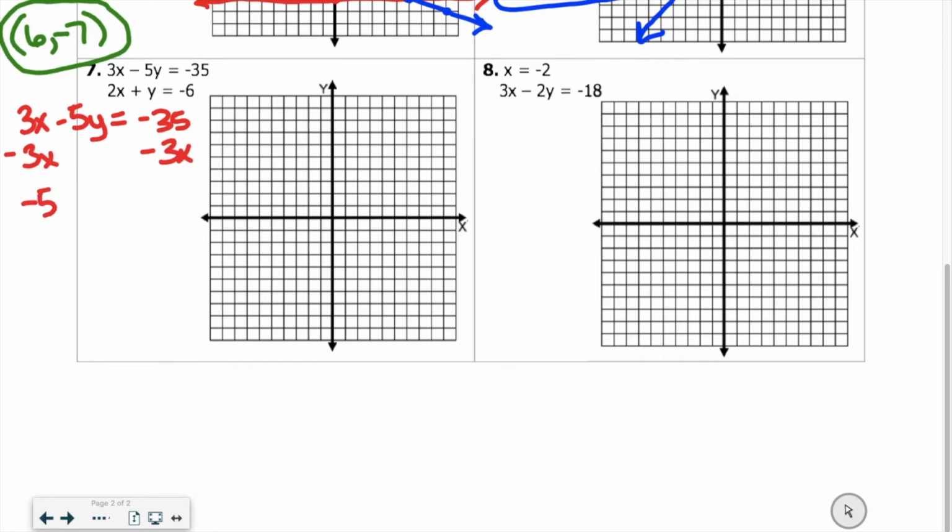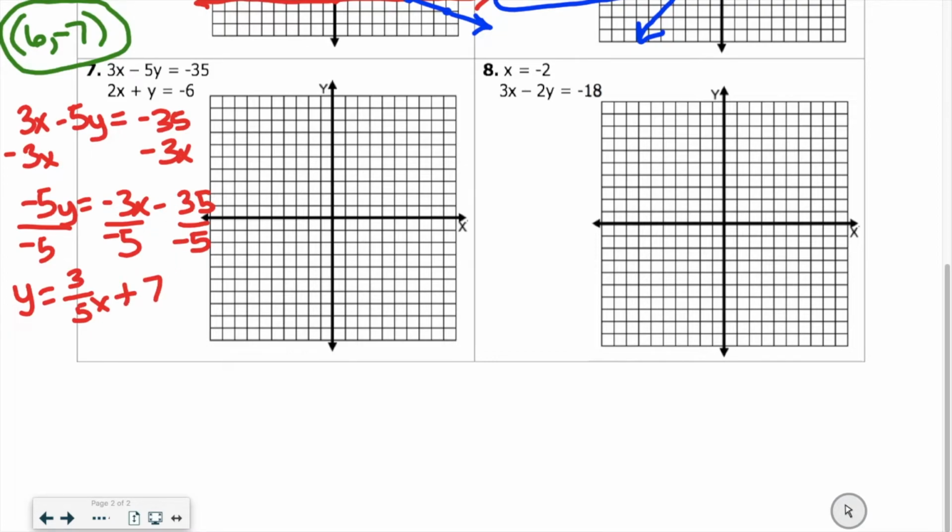So you're left with negative 5y equals negative 3x minus 35. And then we're going to divide by negative 5 on everything. So this leaves you with y equals negative divided by negative is just leaving you with 3/5 x. Negative 35 divided by negative 5, negative and negative make a positive 7. So we're starting at 7.